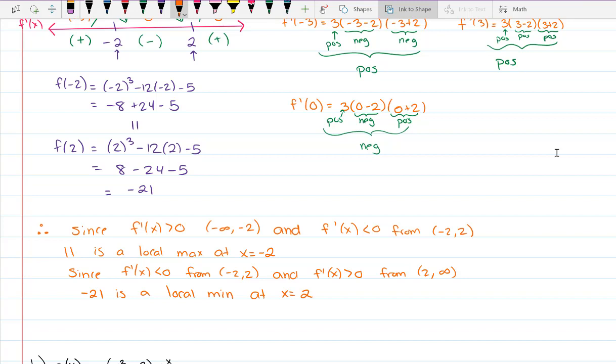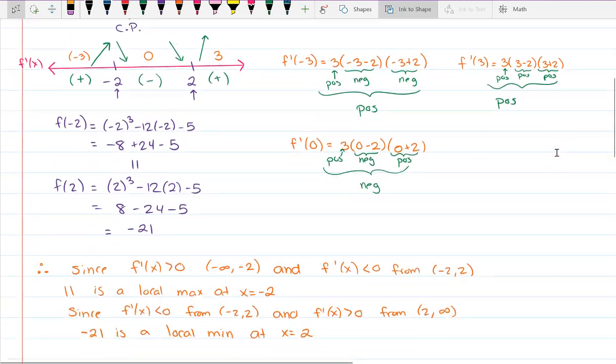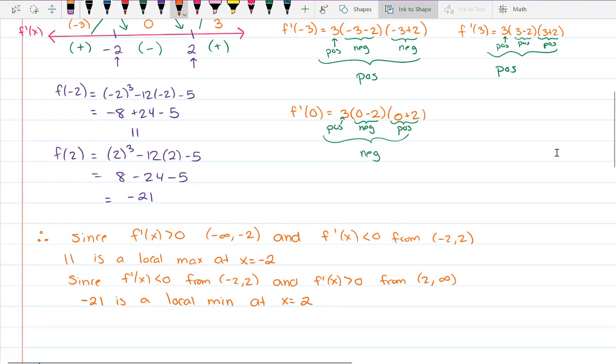Alright, now we're going to look at a little bit more of a complicated function, because this one is just a cubic, so we know this thing generally looks like this. We're going to look at something a little more complicated. We also need to know where the absolutes were.